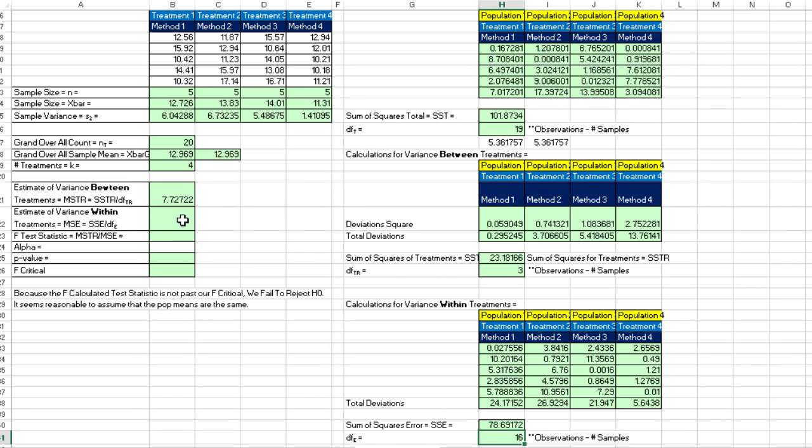Now we can come over here and calculate our estimate of variation within the treatments. Mean square of the error divided by our degrees of freedom. So equals sum of the squares of error divided by our 16, our degrees of freedom 16, and I get Enter. So there's our two estimates. If they were exactly the same when we divided them, we'd get 1. And here is our division.